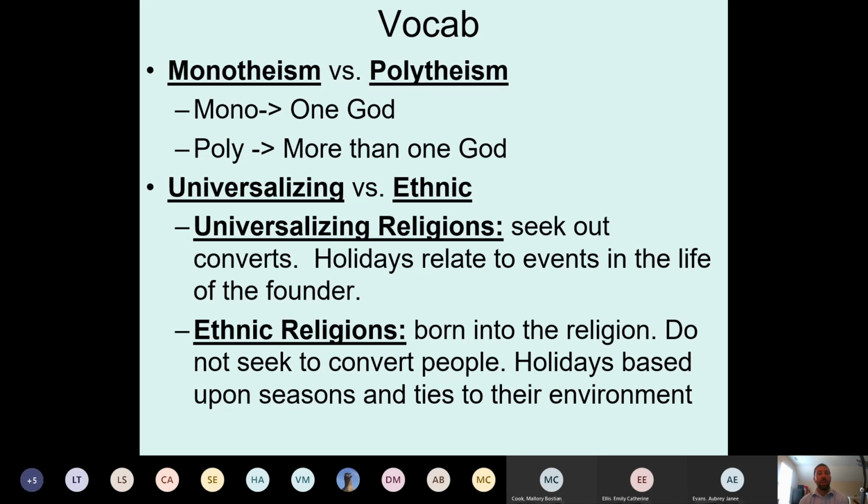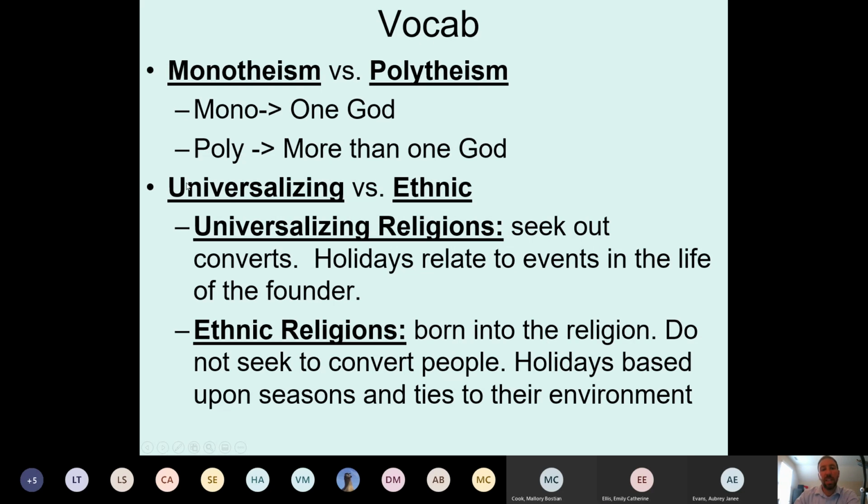All right, so some words to learn and know about so far is the difference between mono, which means one, and poly, which means many. And we're going to attach it to this root word of theism, which is dealing with the gods and religion. So if it's a monotheistic religion, they worship one god. If it's polytheistic, or they're practicing polytheism, then they worship more than one god.